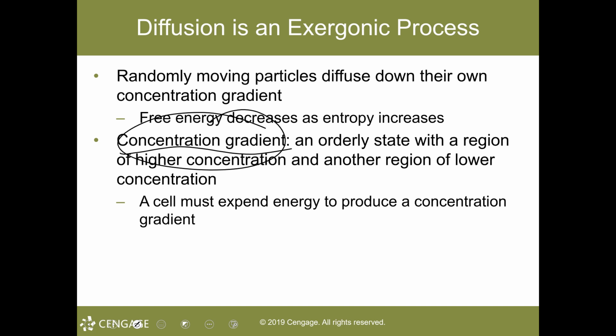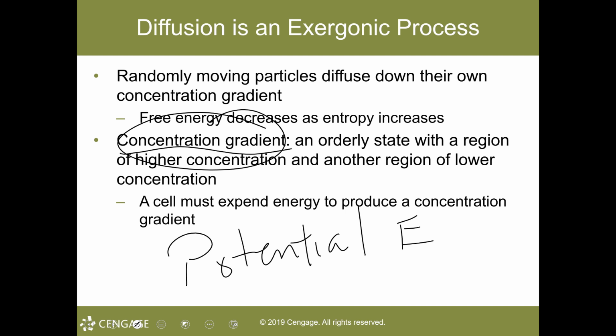So, having stated that, because work is being done to produce this order, the concentration gradient is a form of potential energy. The concentration gradient is a form of potential energy. So as the particles move about randomly, the gradient becomes degraded, and thus free energy decreases and entropy increases.